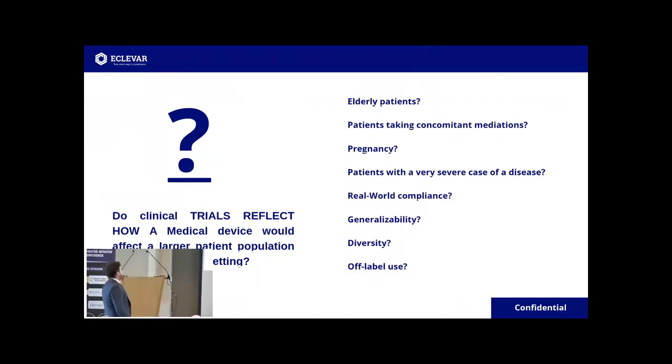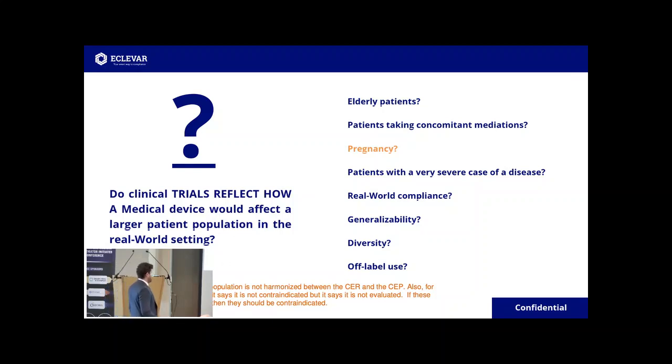As I said, for every trial you set up, you ask yourself: does it reflect the real-world setting? By asking these questions: have I included the elderly patients? Pregnancy? Can the results be globalized? And they give you feedback from the notified body. Regarding pregnant women, what they basically say is that pregnant women and children are not contraindicated, but you have never evaluated them in your PMCF activity. Therefore, if this population is not evaluated, then it should be contraindicated, which is true.